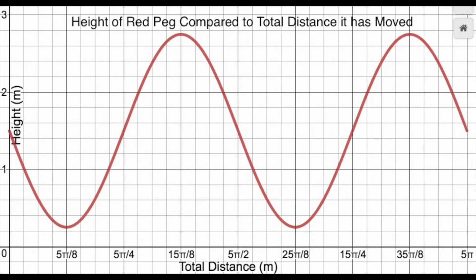It shows that the red peg will start at a height of 1.5 meters and travel 5 pi over 8 meters until it reaches its minimum height of 0.25 meters. It then travels another 5 pi over 8 meters to get to its original height, and 5 pi over 8 more meters to reach its maximum height of 2.75 meters. Then once again it travels 5 pi over 8 meters to get to its original height. This then happens again in the second cycle.